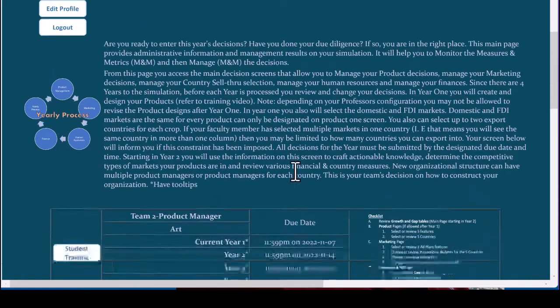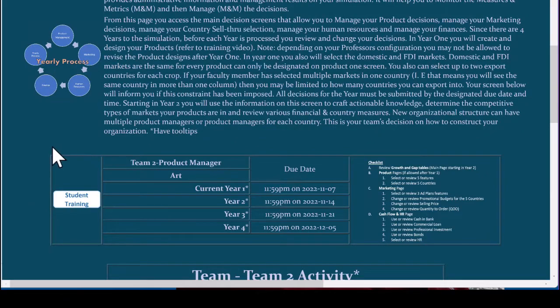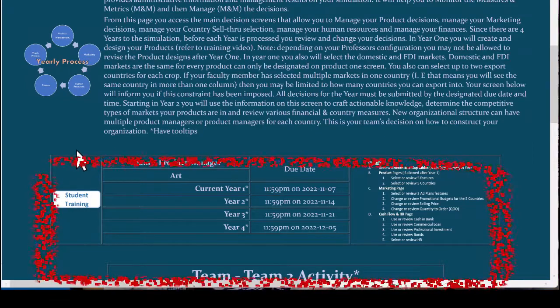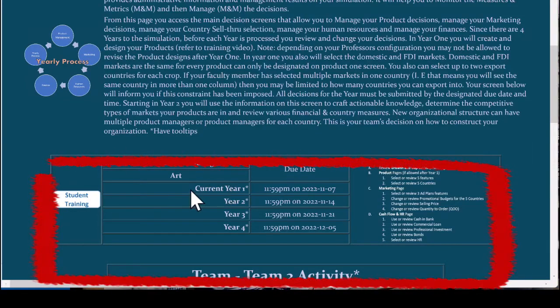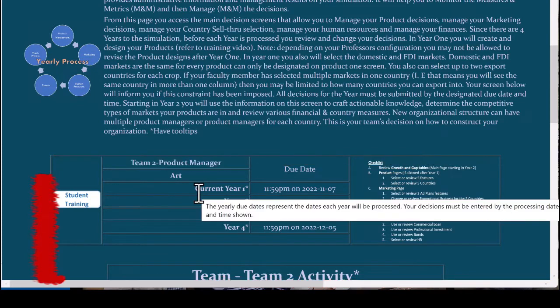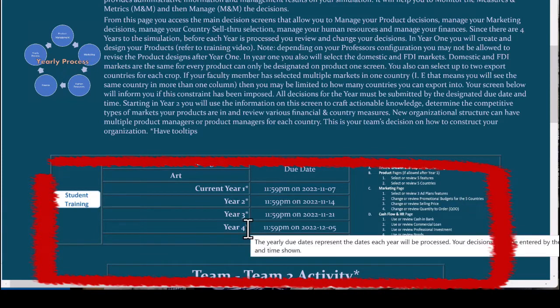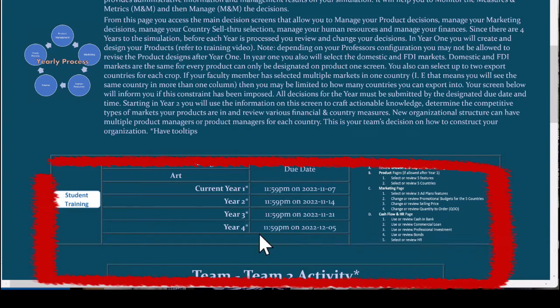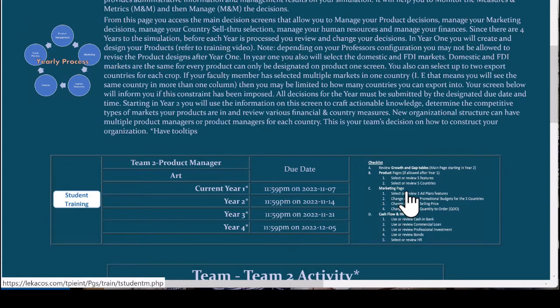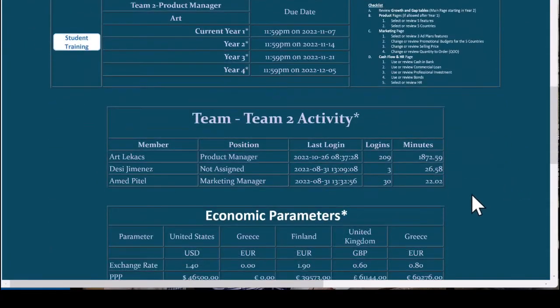When you look at your main screen, there are a number of important elements. The first one, as you can see here, is the due dates of each of the yearly processing periods, the 4 years of the simulation itself. You need to have your decisions for your functional area completed by that specific time period. It's recommended that it be completed prior to the due date rather than close to it. You also have the ability to go to student training and so on.